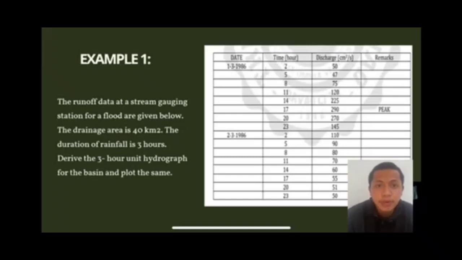So in the 2, the discharge is 50 cubic centimeters per second, and in the 5, the discharge is 47 cubic centimeters per second. As you can see, the value here starts with 50, goes down then goes up, then 270 downwards is the falling limb. So 290 is the peak flow. It is the highest, and here is the solution.